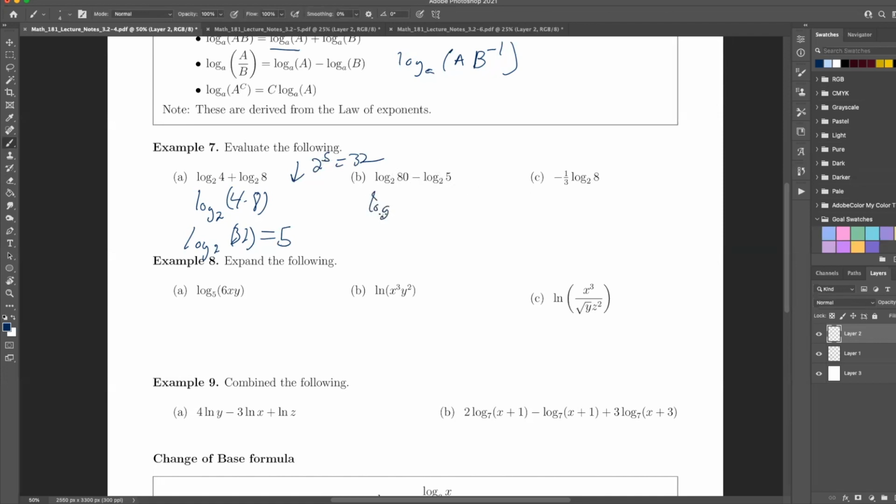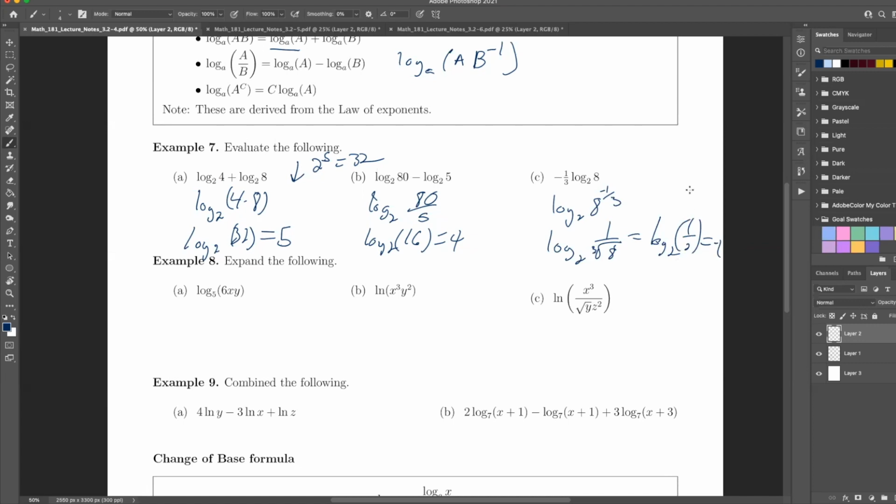But here, if we use our little log rules, I'm going to use this rule. So I'll have 80 over 5, which gives me log base 2 of 80 divided by 5, which is 16, which is of course 4. And then here, I can put this as log base 2 of 8 to the negative 1/3 power. So this is the same as log base 2 of 1 over the cubic root of 8. Well, the cubic root of 8 is 2, so log base 2 of a half, and that's equal to minus 1.